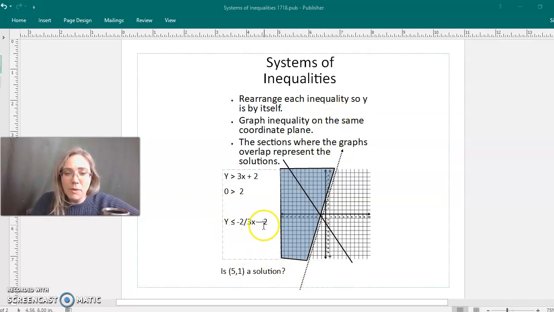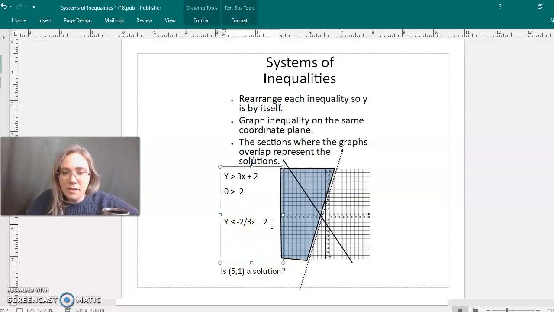Now for this other line, I'm going to do the same thing. Every time I see an x or a y, I'm going to type 0. So I get 0 is less than or equal to negative 2/3 times 0 minus 2. And that's going to get a little crowded. But if I look at this, this is going to all collapse. Negative 2/3 times 0 is just 0. So I'm left with 0 is less than or equal to negative 2. That is also, of course, a false statement.